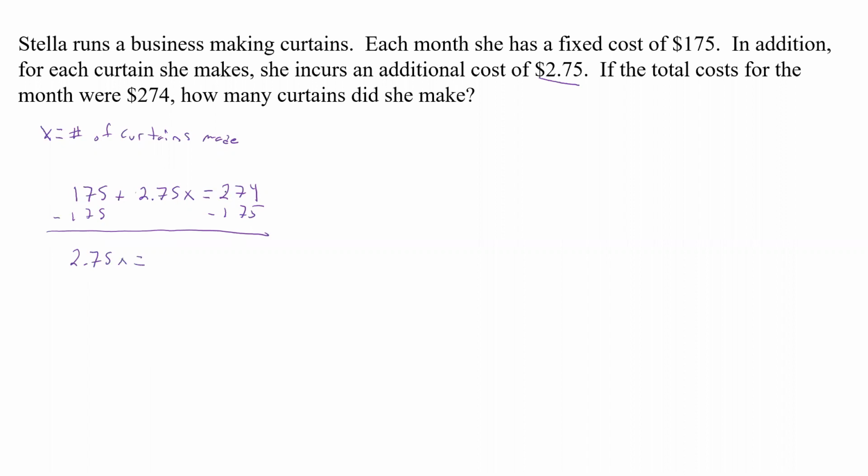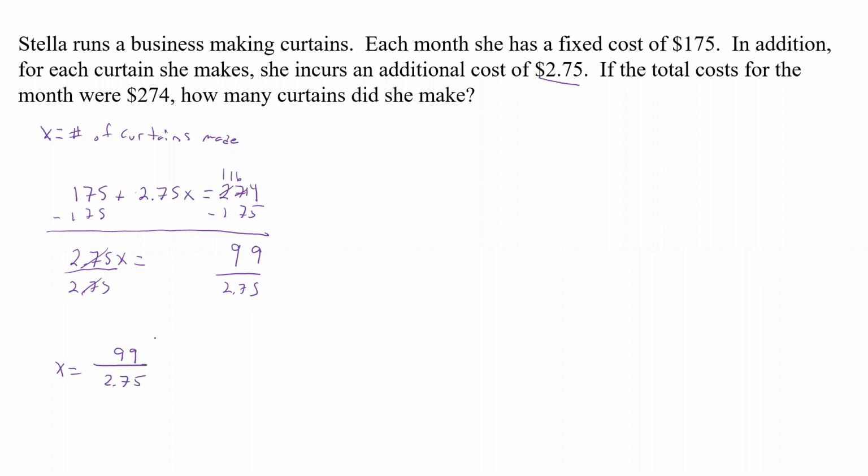So we have 2.75x equals, now we have to borrow, that's 1, that's going to be 16. So here we have, that's a 9, and it's going to be another 9. And so 2.75x equals 99. So we'll divide by 2.75, and so those cancel. So we have x equals 99 over 2.75.